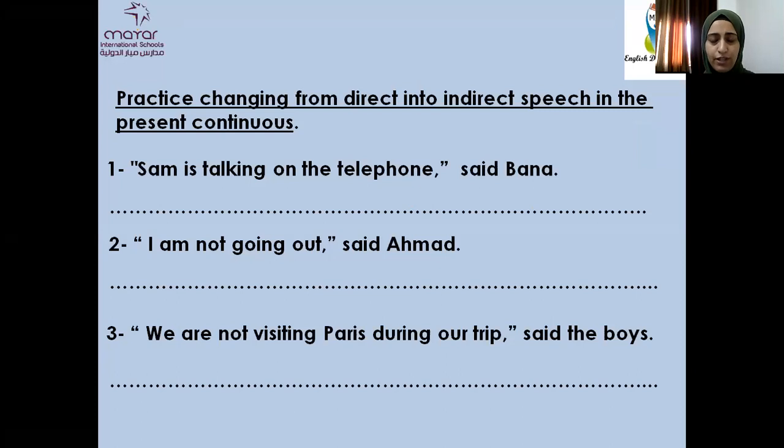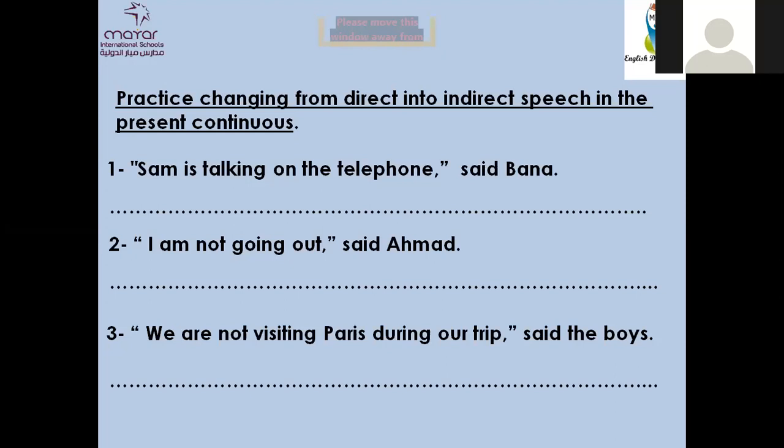First of all, tell yourself, what are the things that should be changed? Try to underline them. Let's go inside this sentence. Sam is talking on the telephone. Do we have pronouns, Jawad? No, there is no pronoun. The things that should be changed inside the quotation marks are the pronouns, the tense of the verb, and the adverbs if we have any. In this sentence, there is no pronoun, there is no adverb. But what about the verb? You must change the tense of the verb, okay? So how do you do that?